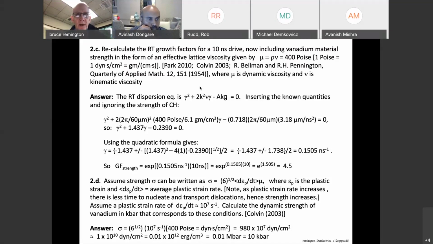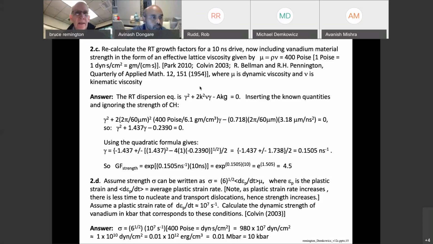Inserting that into the quadratic formula gives you a growth rate gamma of 0.15 inverse nanoseconds. So reasonably slow. Then the growth factor is e to the gamma t, so that's the exponent of 0.15 inverse nanoseconds times 10 ns. So that's e to the power of 1.5, which is 4.5. So that's a very low growth factor when you include the strength.